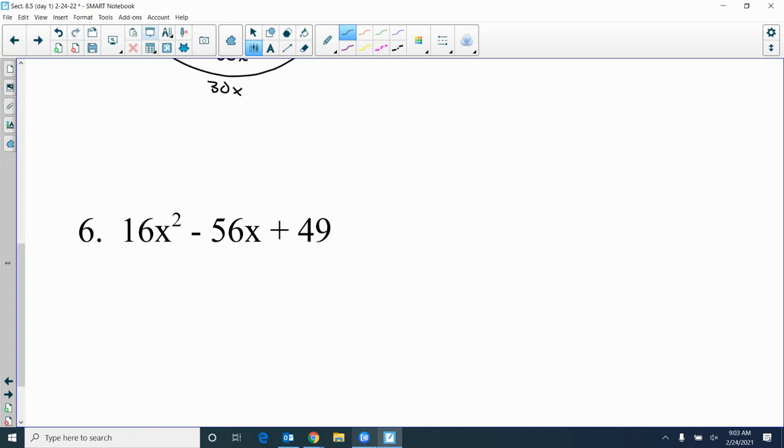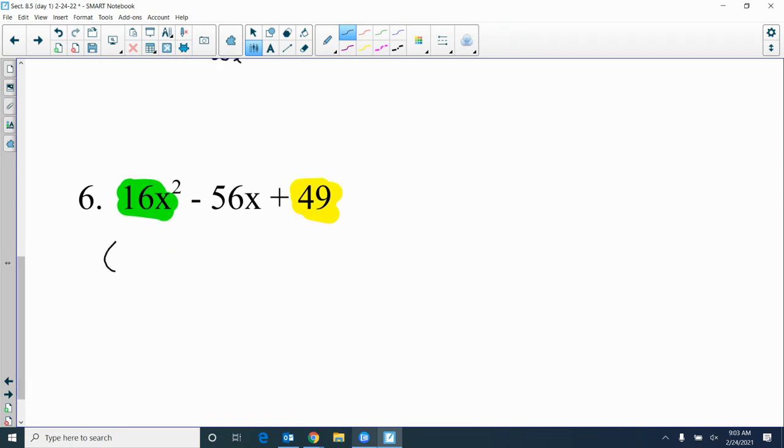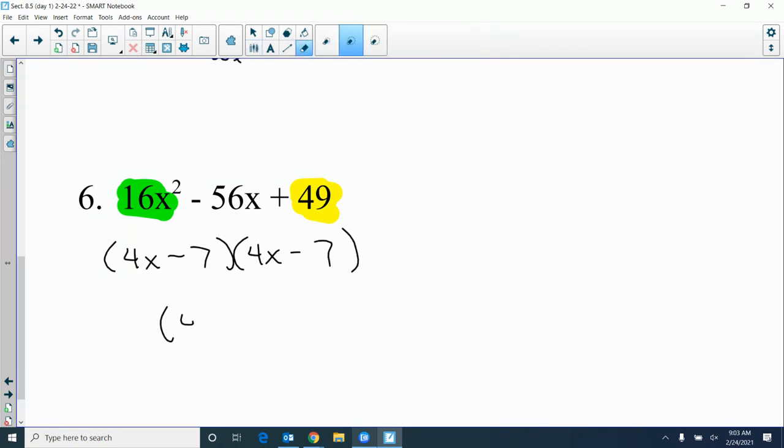Before I do all that, I am going to check the first and the last term. Are those perfect squares? Yes. Okay, what do you think I should try for my answer before I go through all that hard work? 4x and 7. Okay, what should be my signs though? 4x minus 7. They both got to be negative because the negative times the negative is a positive.